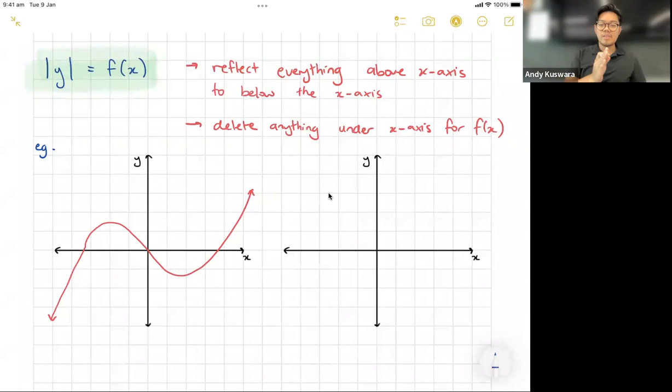But we never had any negative y's, because when you have the absolute value of y, it's always going to be positive. So the way that we're going to do this is we're going to delete everything under the x-axis, and everything on top now gets reflected down to the bottom. So let me show you what I mean. I'm going to start with this thing here.